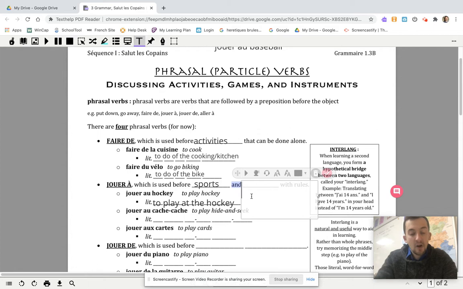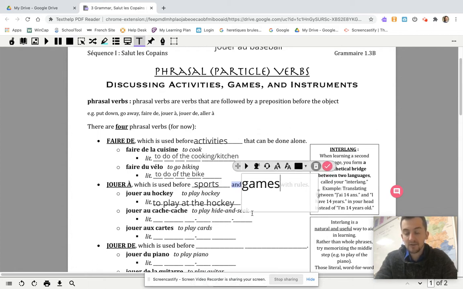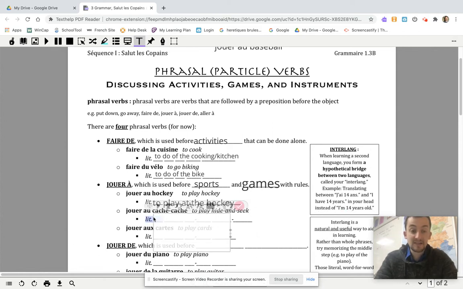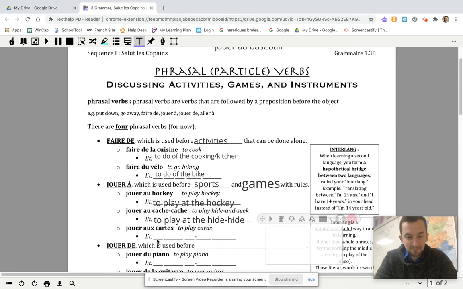Now it's also for any game with rules. So that includes like, je vais jouer à Monopoly. Okay, I'm going to play Monopoly. You say at Monopoly, not at the Monopoly, because it's a proper noun. But le cache-cache, which you learned for hide and go seek, you play hide and go seek. That is jouer au cache-cache because it's le cache-cache. A plus le becomes au. So literally what you're saying is to play at the hide. Cache-cache literally means hide.